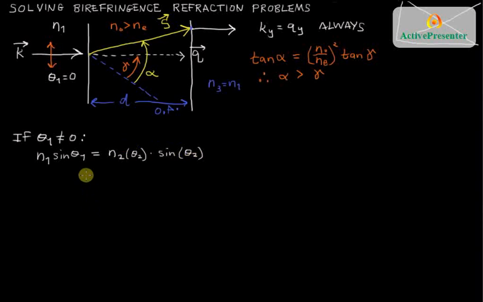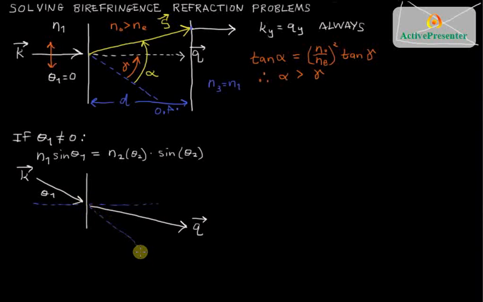It is solvable if we just draw out what we're dealing with here. We have a k vector coming in at some angle theta 1. So there's theta 1. The q vector, so this is the wave vector q. And we know the optic axis also. So same problem as up there.